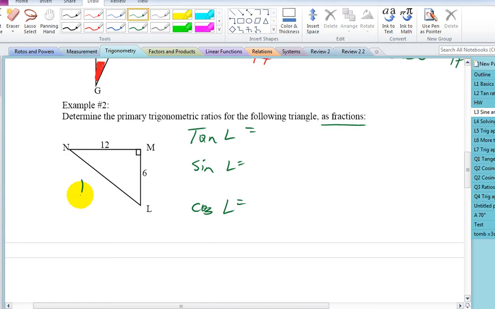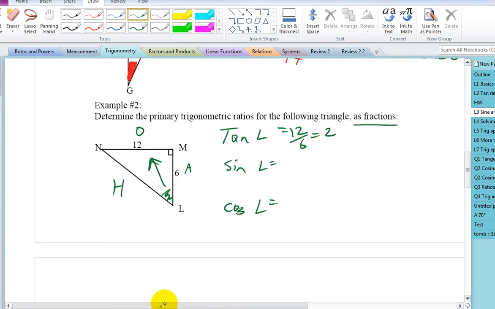Label your HOA. Who thinks you have the final answer for tan L? It's a tricky one. Yeah, so it'll be 12 over 6, and you should go to 2. Okay? What about sine L? Can we find sine L?